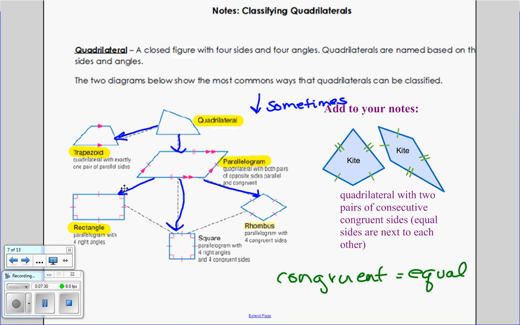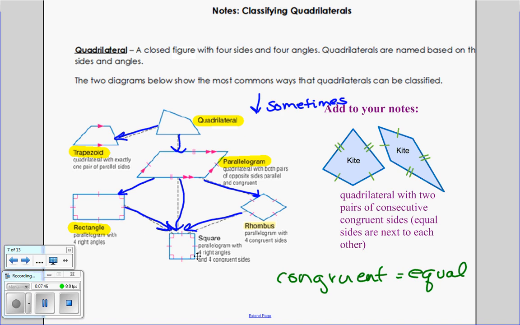Okay? Now, a rectangle is sometimes a square, and a rhombus is also sometimes a square. Okay, so going down, we have a sometimes relationship. Quadrilaterals are sometimes trapezoids and sometimes parallelograms, etc.